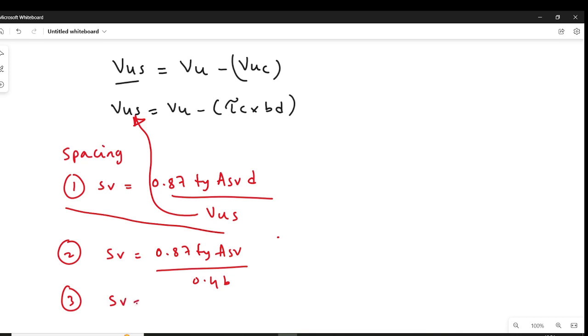Third one is SV equal to 0.75 D, and fourth one is SV equal to 300 mm. So the lesser of the four shall be taken as the spacing for the shear reinforcement. Okay, so if you are providing the shear reinforcement by curtailing the bars, you are providing vertical stirrups and also you are curtailing the bars, then what we have to do, we will see here.